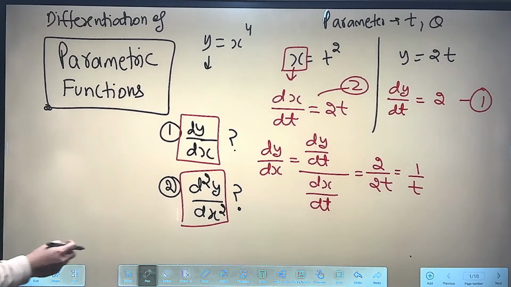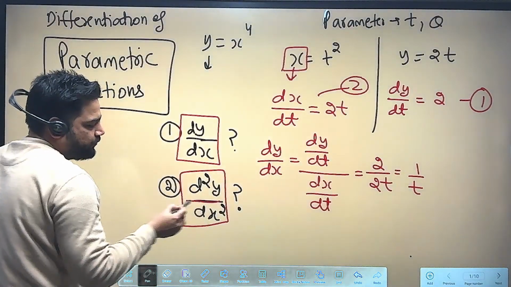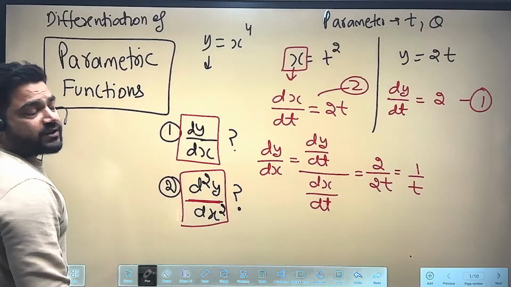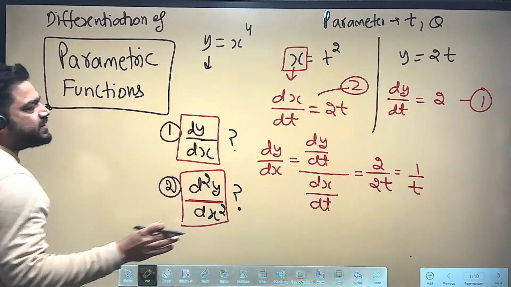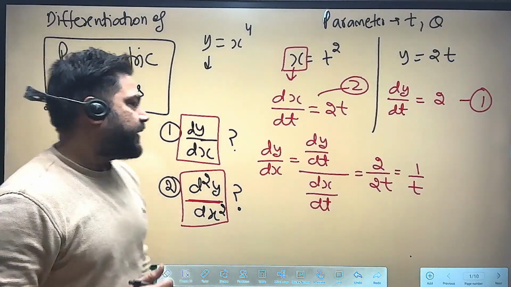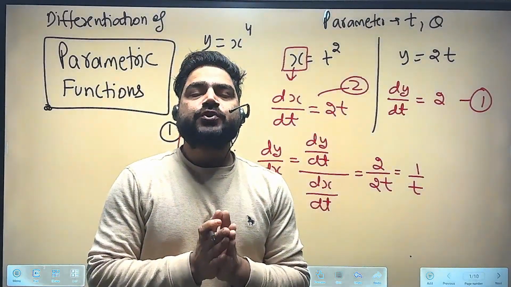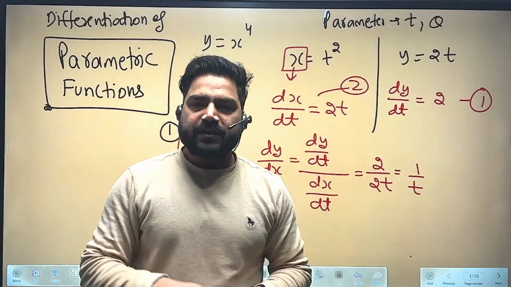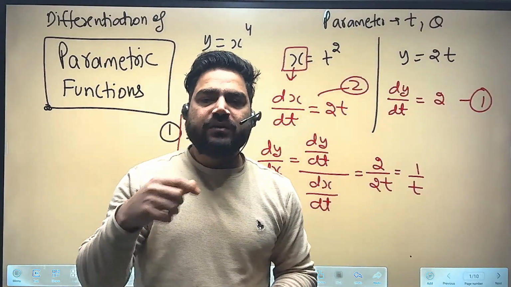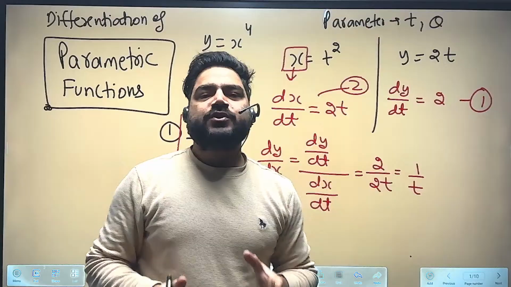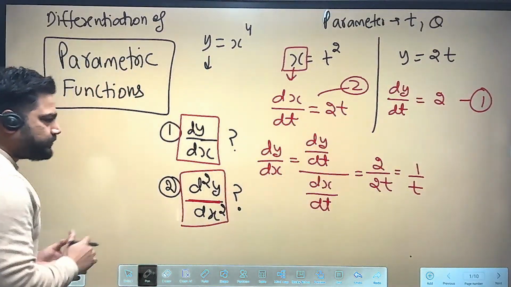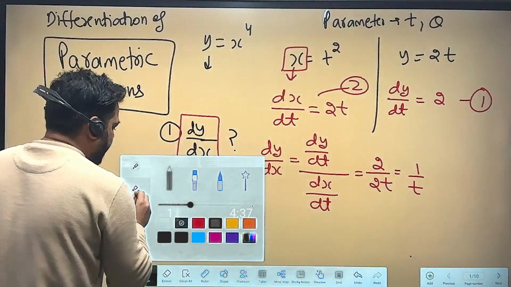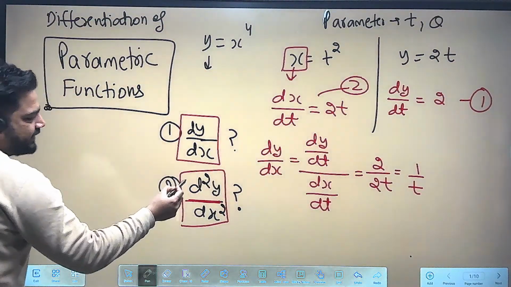Now second, they can also ask us to find the double derivative. This is also very important. The single derivative is easy, but how do we do the double derivative? In the double derivative, most students make one very simple mistake. When they ask you to find the second derivative, some students make a very silly mistake. What is the mistake? Let me tell you.